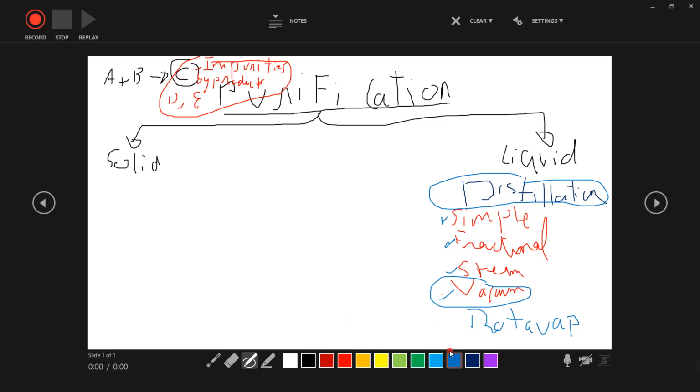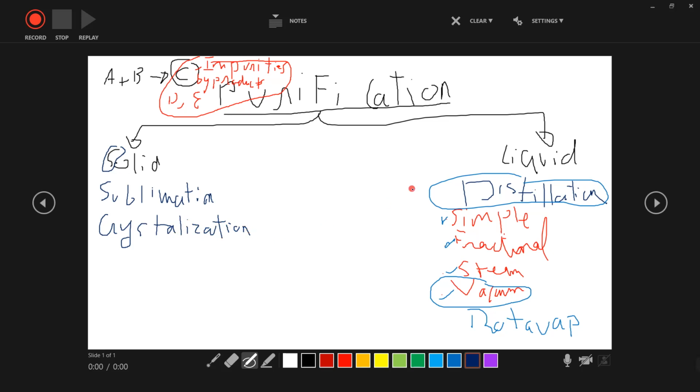What about solid? Solid can be purified by two types. To ease memorizing them, solid starts with S. So the first type will also start with S. It is called sublimation. The second letter very common to us is C, S and C. So our second method for purification of solid is called crystallization. Like I told you, S and C to ease memorizing them.